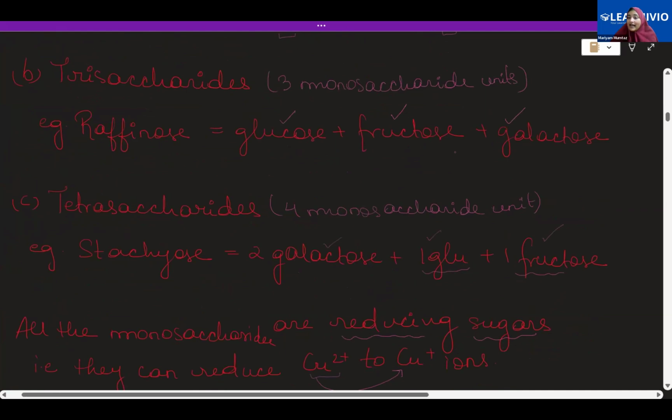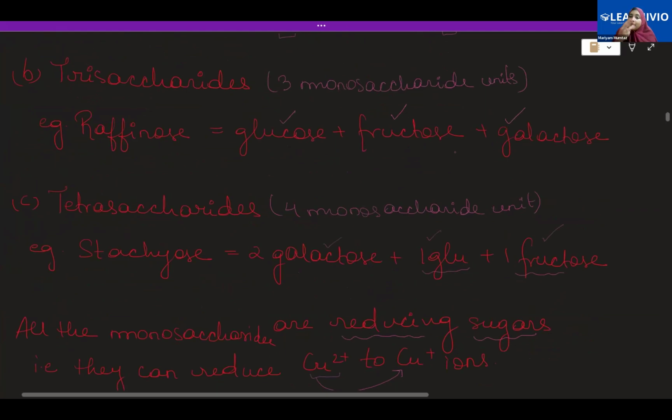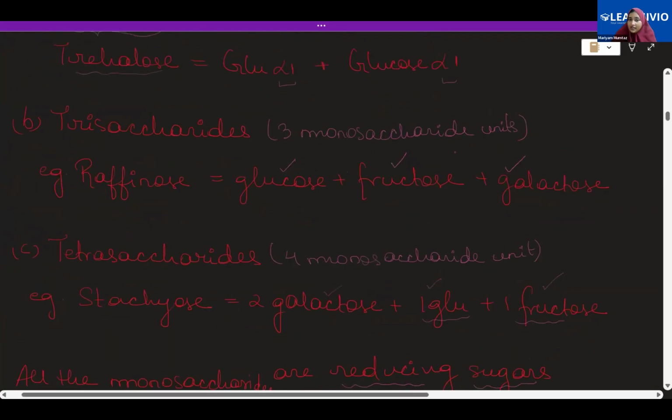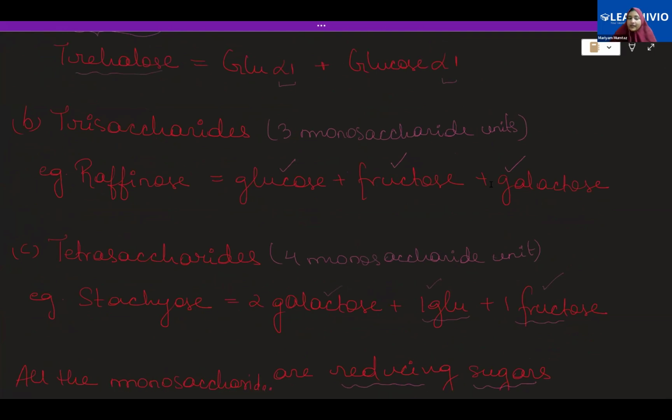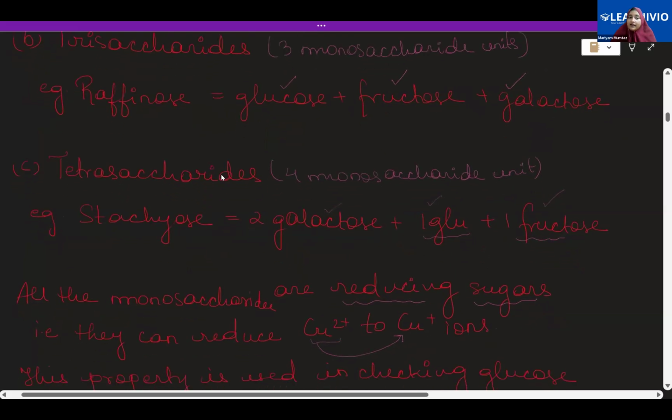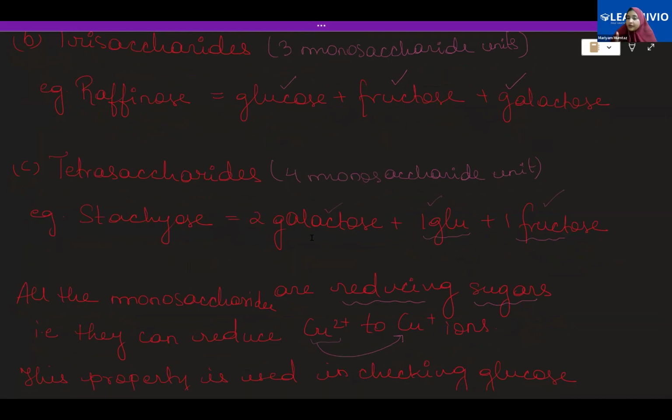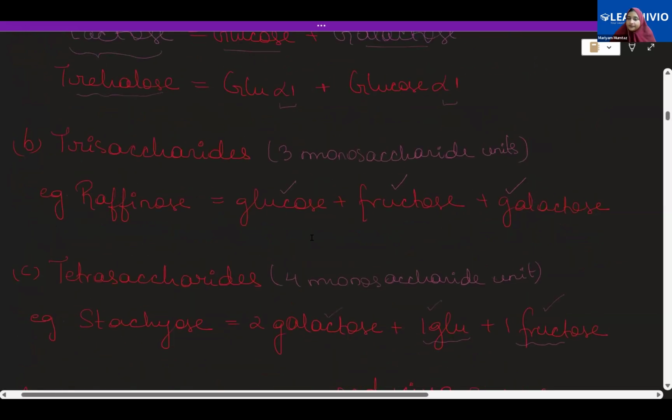Talking about trisaccharide, tri means 3. These sugars are made up of 3 monosaccharide units. An example is raffinose, which is made by the condensation of glucose, fructose and galactose. Three sugars coming together make a trisaccharide such as raffinose. And then we have tetrasaccharide, which is made up of 4 monosaccharide units. An example is stachyose, which is made up of 2 molecules of galactose, 1 molecule of glucose, and 1 molecule of fructose. Understood, students?